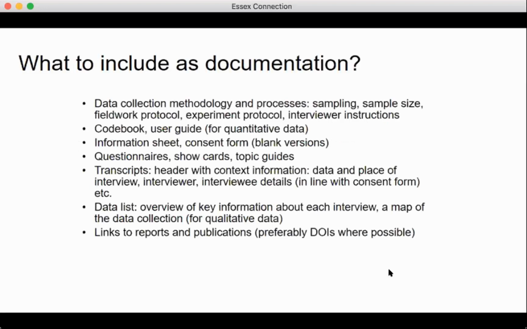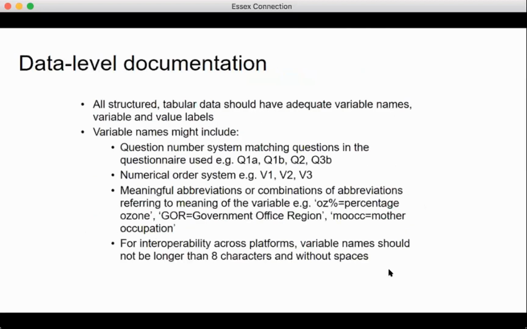Okay. So what exactly should be included as documentation when we're archiving the data? Examples include a methodology file, explaining how the data was collected, a sample size, fieldwork protocols, code book, a user guide, blank versions of the consent form and information sheets that were used, the questionnaire used, a data list, and we will have a closer look at this in a moment. And any links to any reports or publications that resulted from that data.